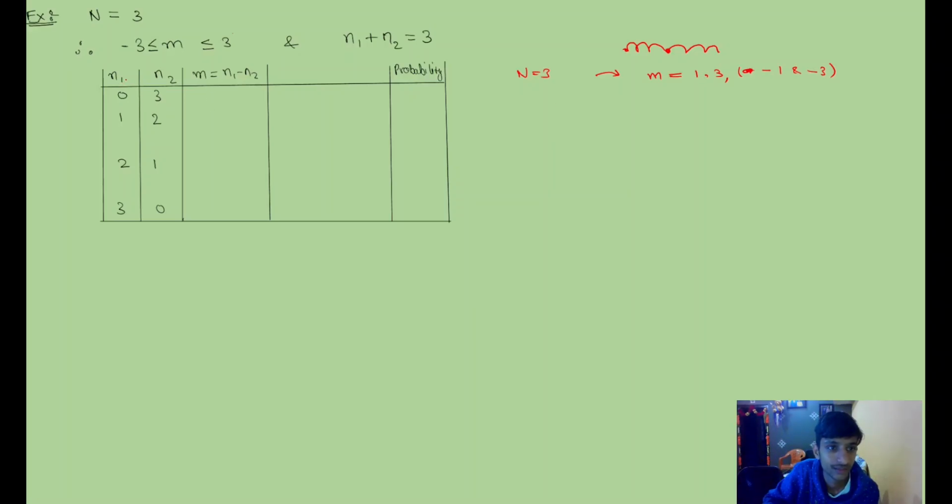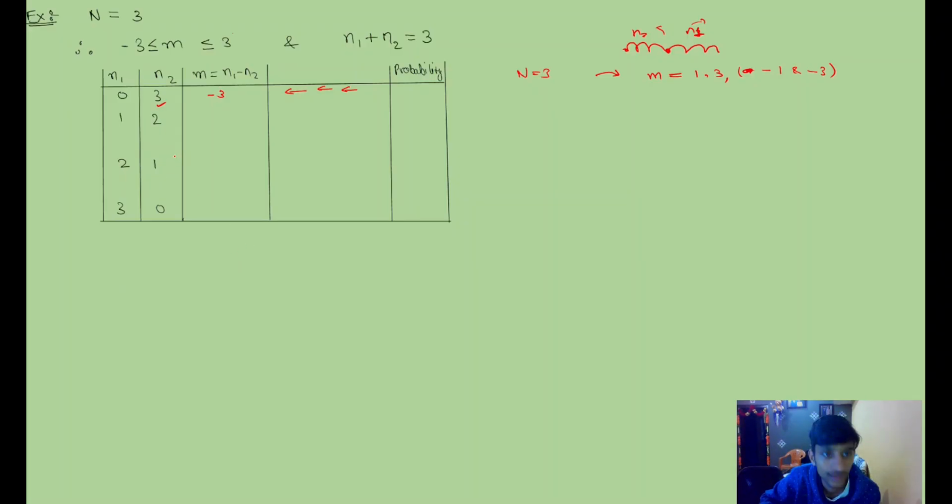So let's say n1 is the number of steps he is taking to the right, and n2 is the number of steps he is taking to the left. Let's say in the first condition he is not moving any step to the right. He's only moving towards the left all these three steps. So what will be the value of m? That will be minus 3, right? And what will be the configuration? First step, second step, and then the third step. That is the only possible way in which he can move.